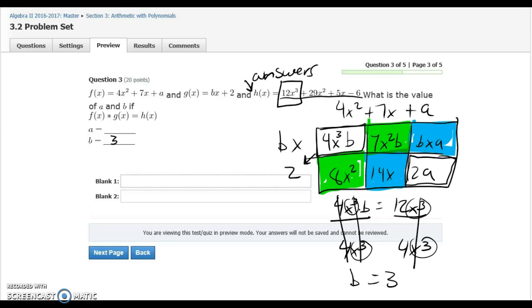Similarly, if I'm over here with the 2a, I know that all of my constants have to become -6. So I can say, well, -6 is the same thing as 2a. I can solve for a by dividing by 2, and -3 is equal to a because 2 divided by 2 is the multiplicative identity. It's 1. So a is -3. Let's do another example.